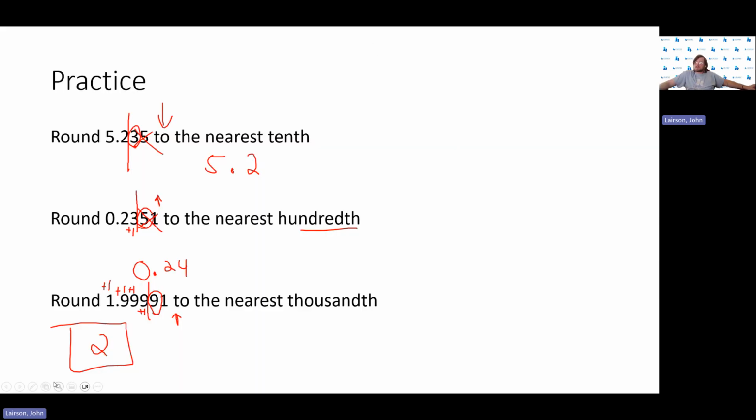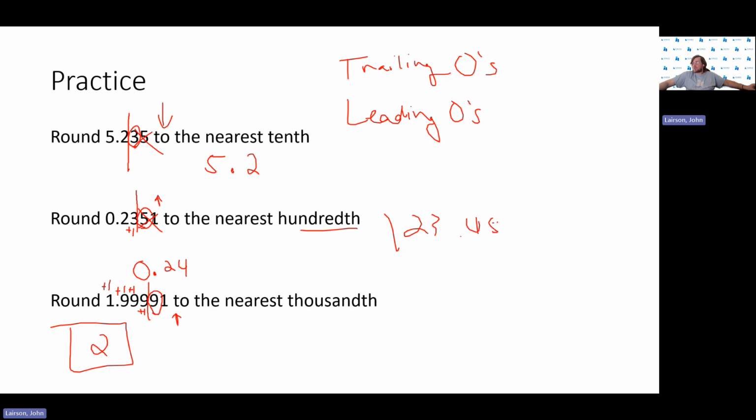So trailing zeros, and leading zeros. Trailing zeros are zeros on the right side of the decimal, to the right of all the numbers. So 123.456000. These are all trailing zeros. These are all at the end of the number to the right of the decimal.